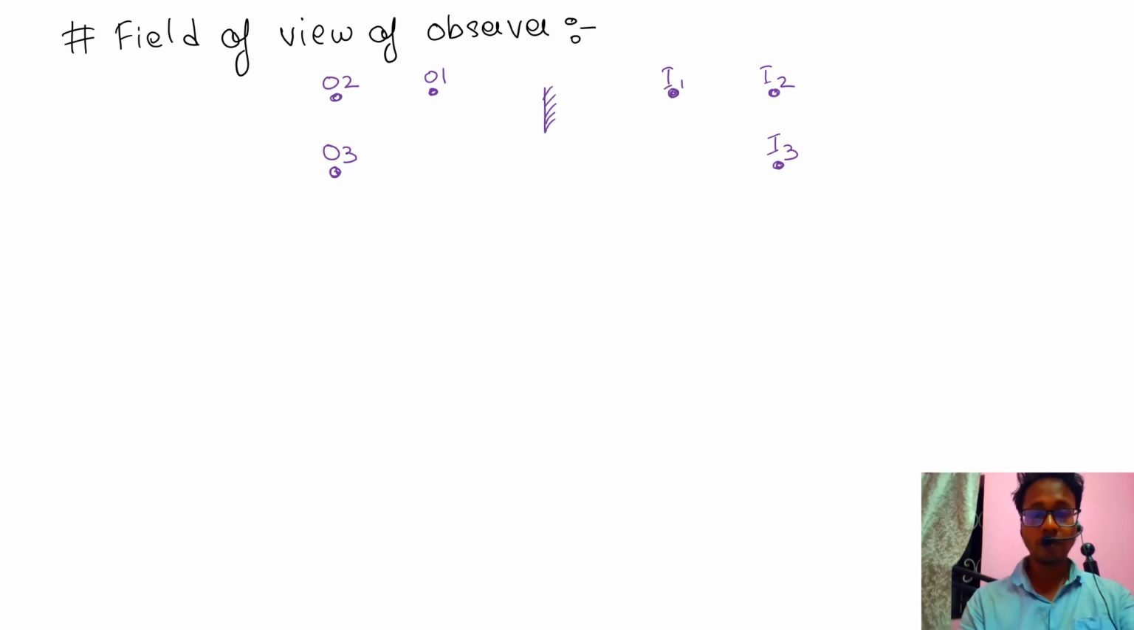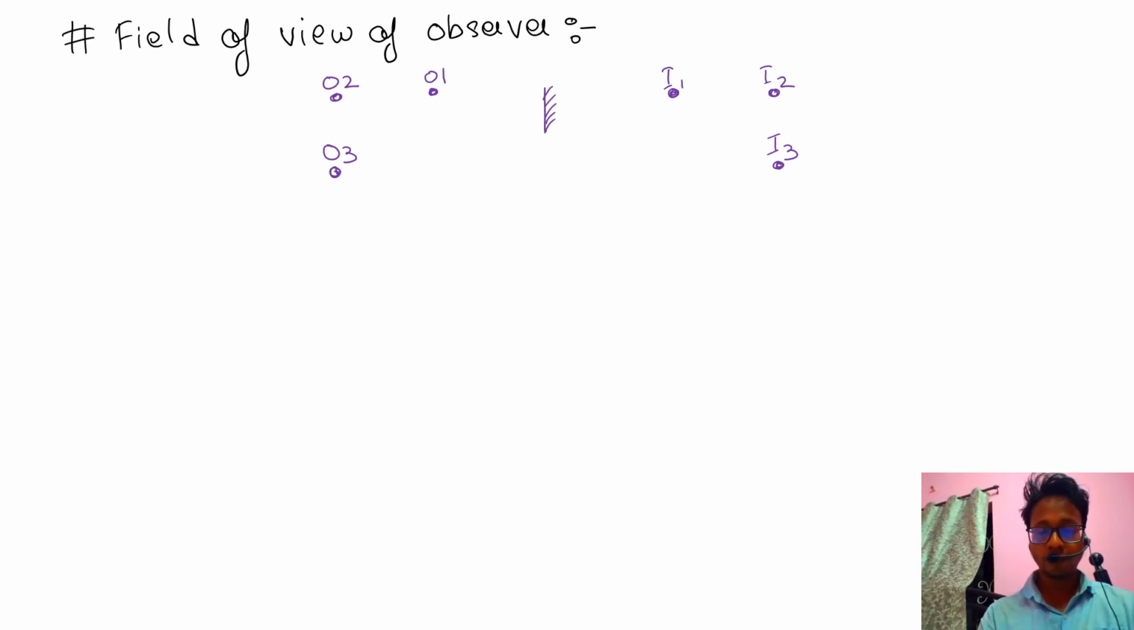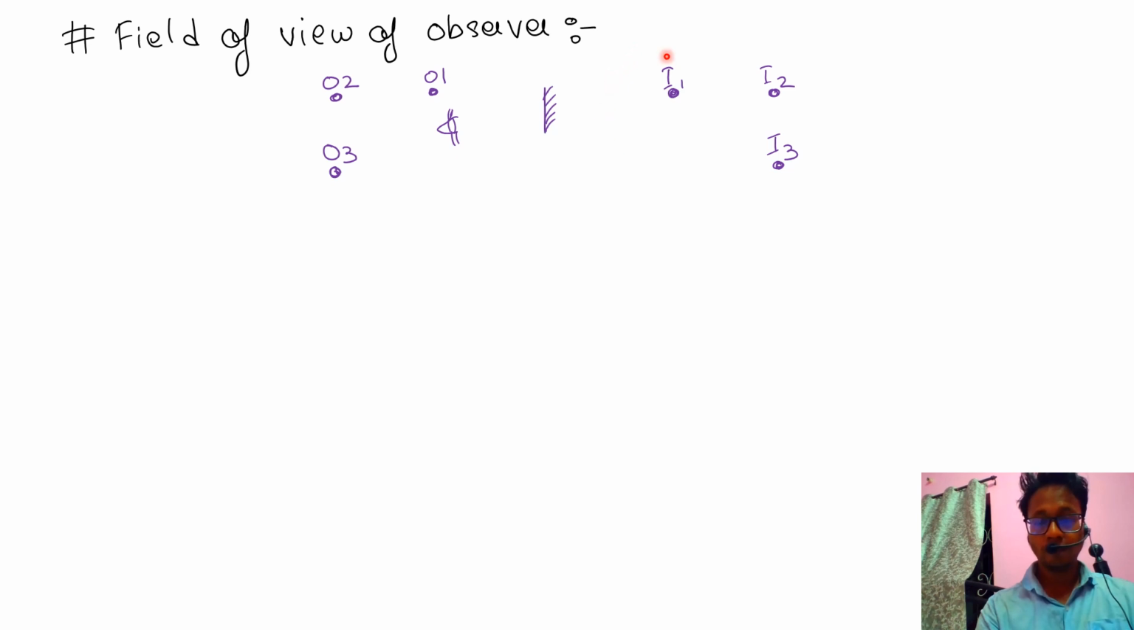Now my question here would be, suppose there is an observer here. My question is, how much portion of this virtual world can this observer see? For that we learn the field of view of observer.